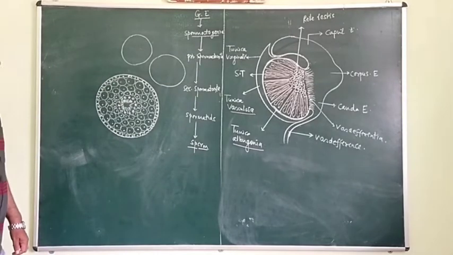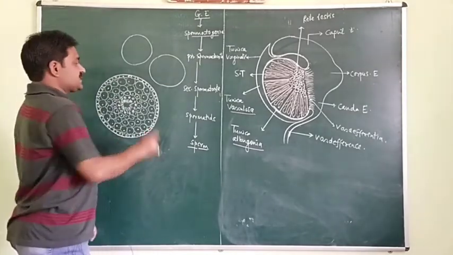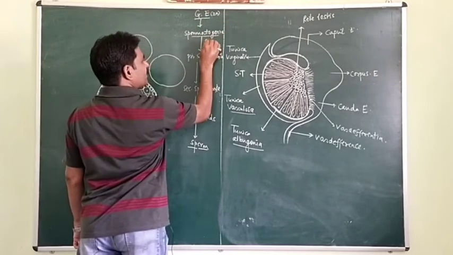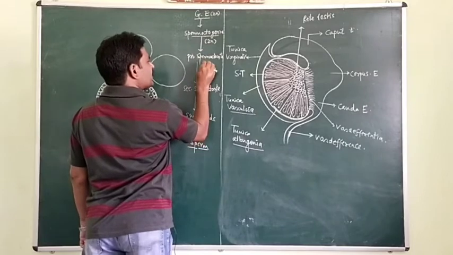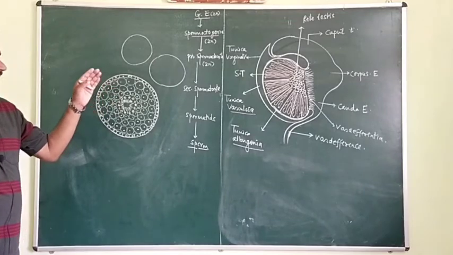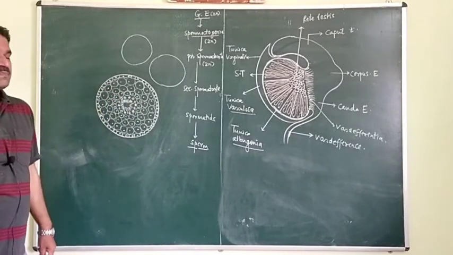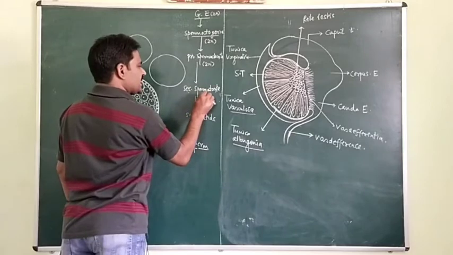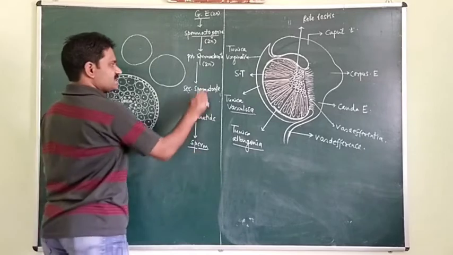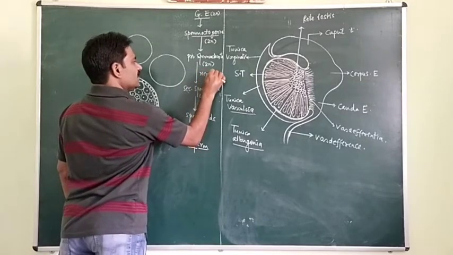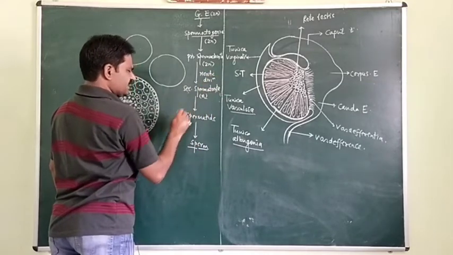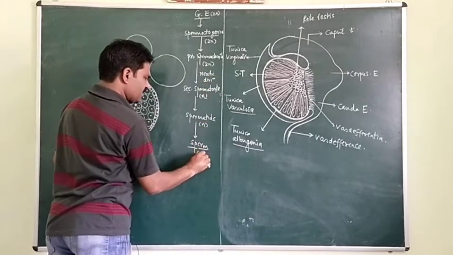Now see these germinal epithelial cells. The germinal epithelial cell is diploid. Spermatogonia are also diploid. Primary spermatocytes are also diploid. And when the primary spermatocyte divides to form a secondary spermatocyte, it becomes haploid, meaning having n number of chromosomes. Here is the meiotic division. Then the secondary spermatocyte is haploid, spermatid is haploid, and sperm is haploid.